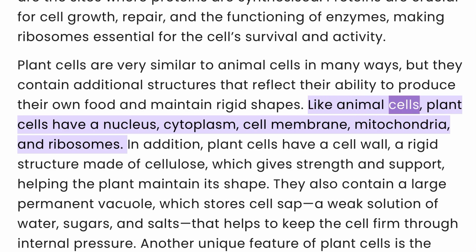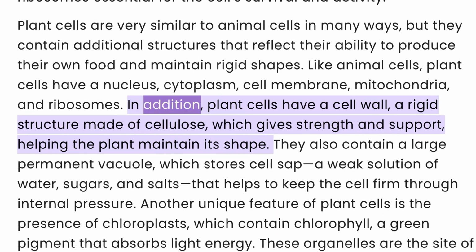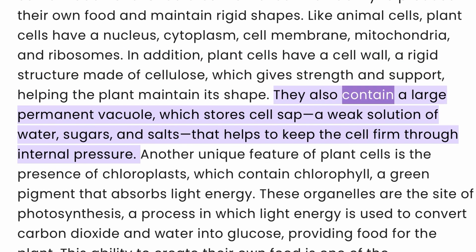Like animal cells, plant cells have a nucleus, cytoplasm, cell membrane, mitochondria, and ribosomes. In addition, plant cells have a cell wall, a rigid structure made of cellulose, which gives strength and support, helping the plant maintain its shape. They also contain a large permanent vacuole, which stores cell sap, a weak solution of water, sugars, and salts that helps to keep the cell firm through internal pressure.